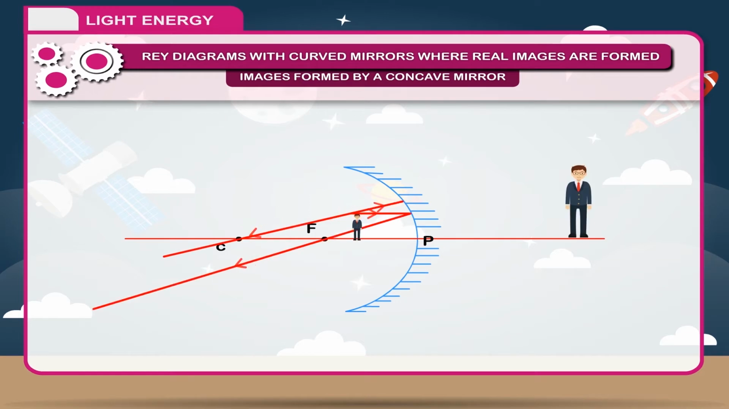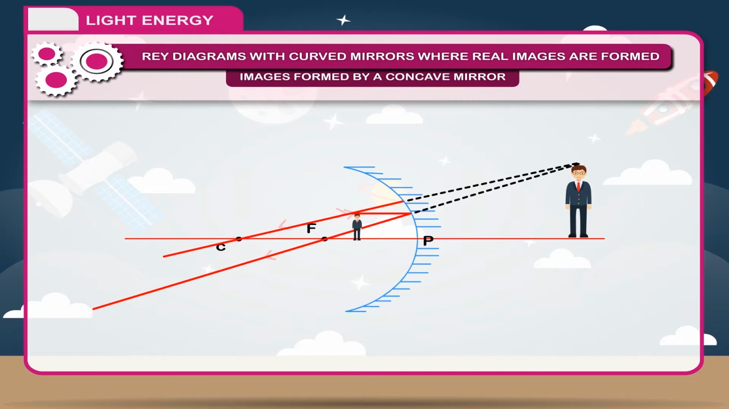6. The object is situated between focus and pole of the concave mirror. The image forms behind the mirror. The image is enlarged, erect, and virtual. In this case, the two reflected rays do not actually intersect but appear to meet at a point behind the mirror.